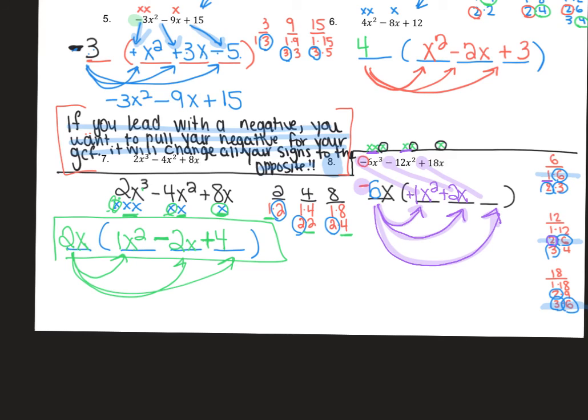And here's my last piece. I'm trying to get positive 18x. So a negative times a negative gets me a positive. 6 times 3 gets me 18. And I already have the x. I need an x. You see that here. So I don't multiply it by anything. So that's my answer.